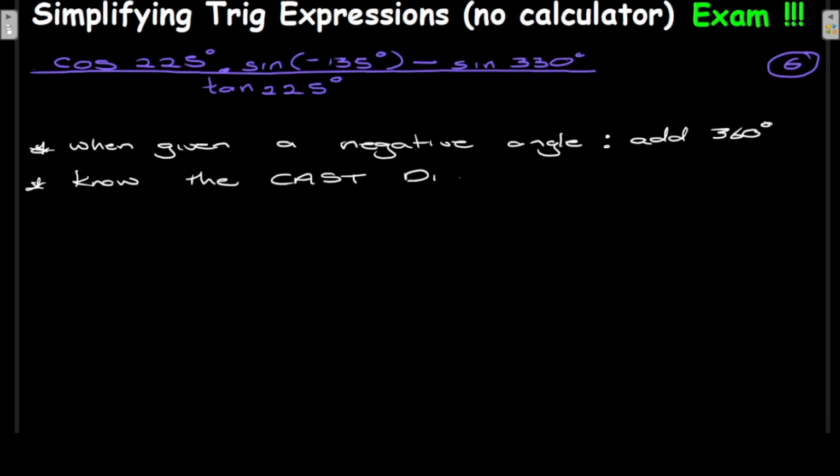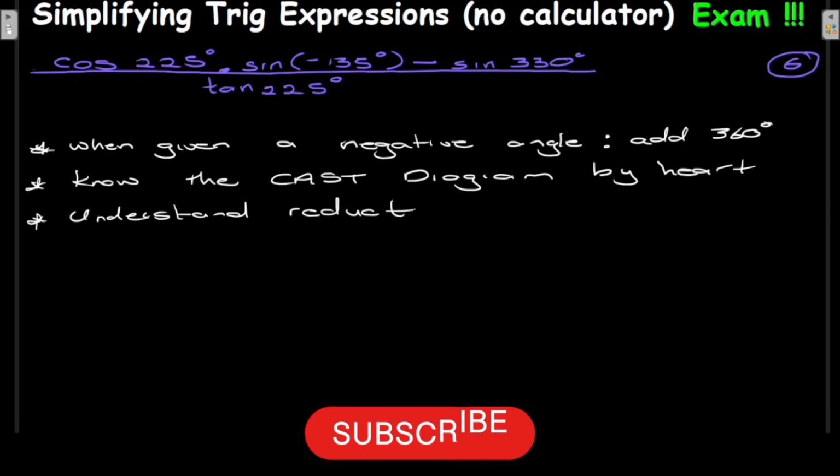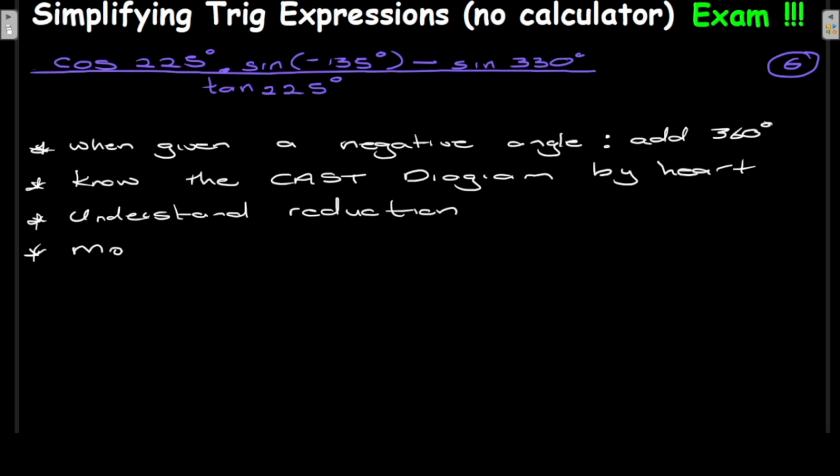All right, and then the second thing that you need to know is your CAST diagram. And guys, you need to know this by heart, because whenever you are simplifying or doing trig, you need to have the CAST diagram. So you need to sketch it in the corner and then put the angles that are related to each quadrant. And the third thing that you need to know is that you need to understand reduction. Basically, you need to know what is happening in each quadrant. Like you need to know the rules.